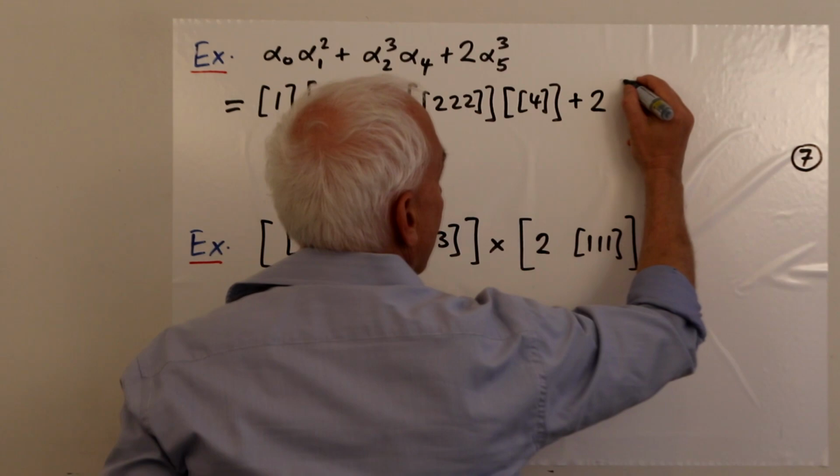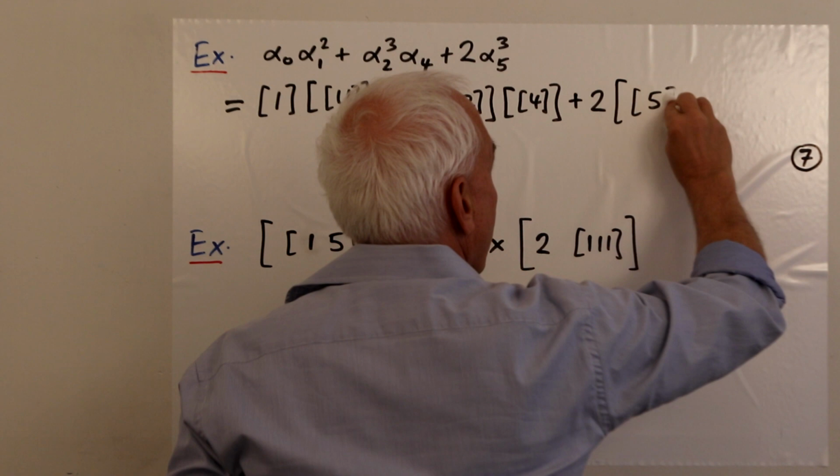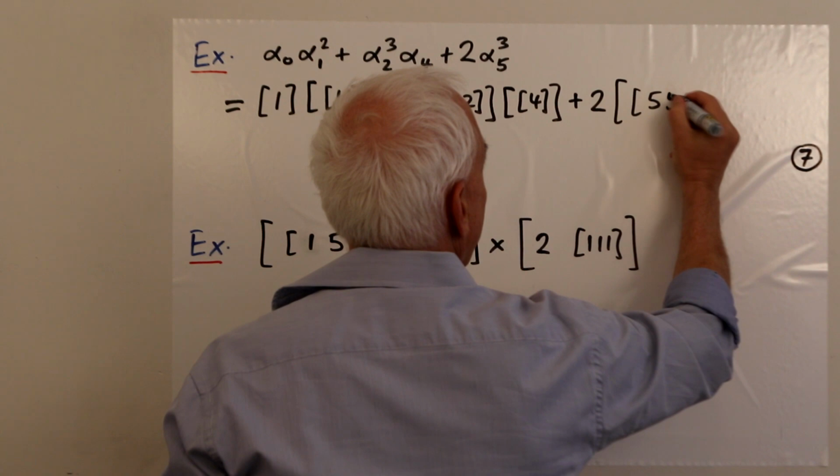That is this thing, and we're going to cube it. So we need to put 3 of them together. So we're going to get 5, 5, 5, like that.